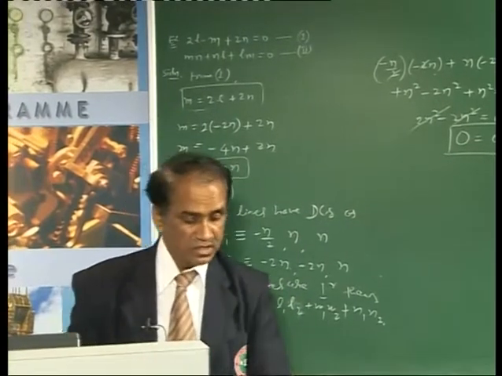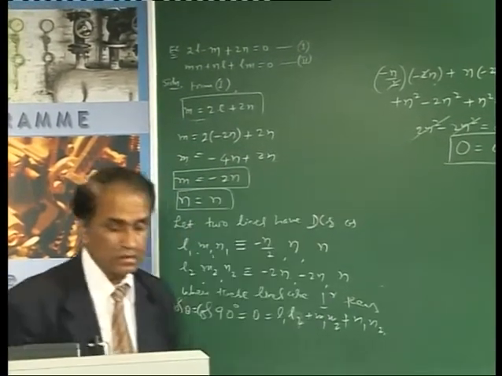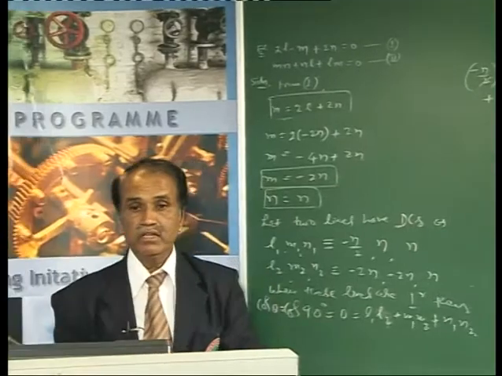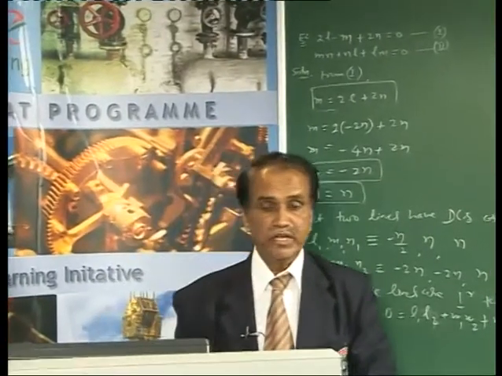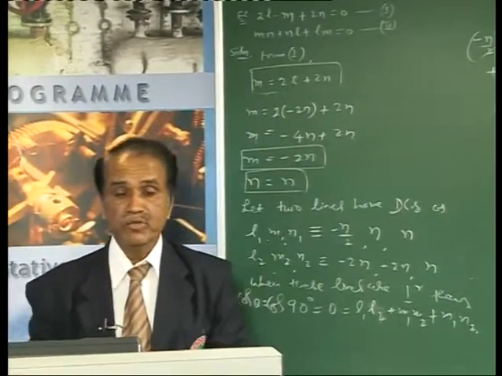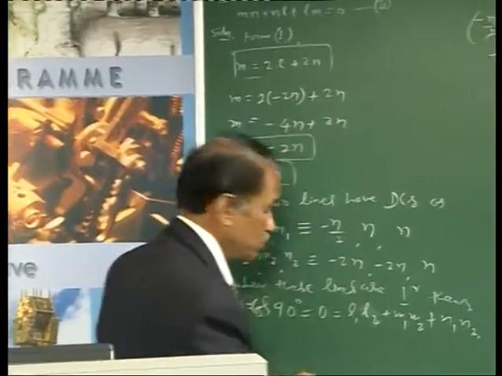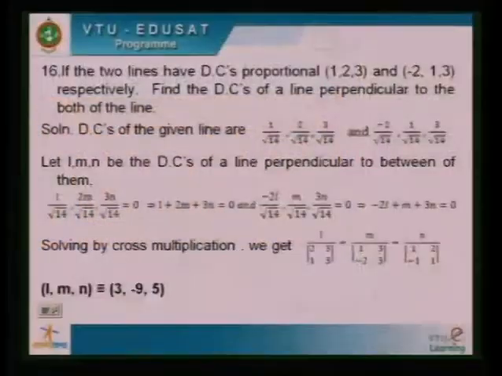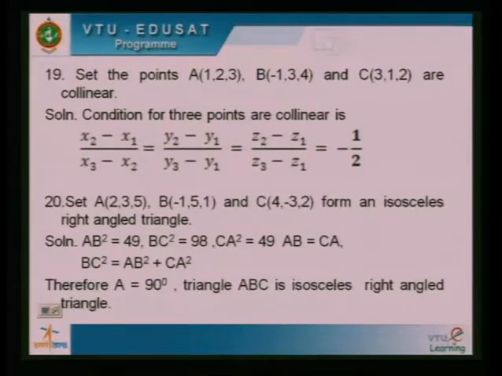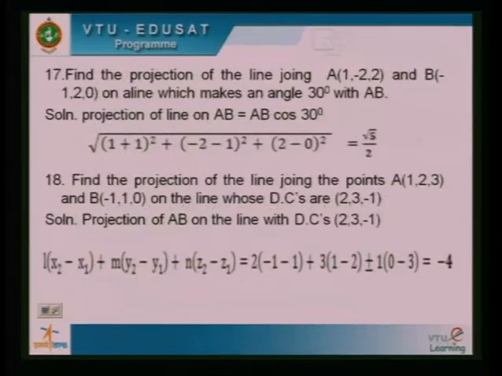I shall go to the next situation, another important situation where direction cosines will behave for the projection formula. So the use of projection formula here: find the projection of the line joining the points A (1, minus 2, 2) and B, on a line which makes an angle of 30 degrees with AB.